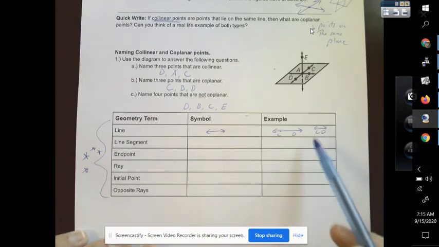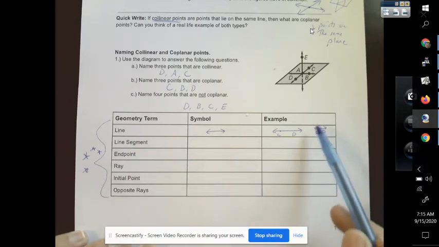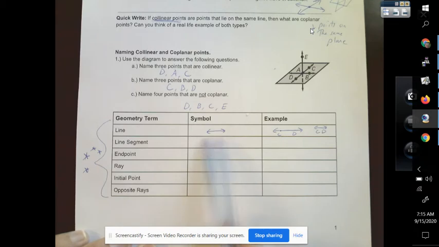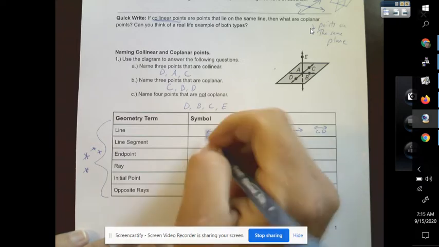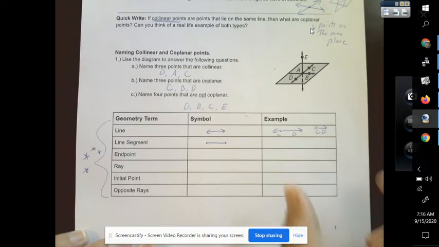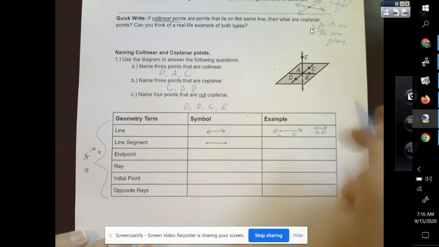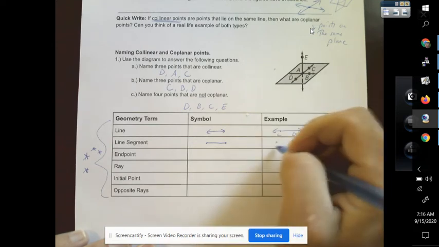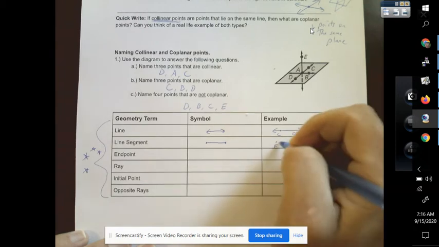When you name a line, you put the two letters and you put the actual drawing on top of it. Geometry is very literal. What you see is what you get. A line is two arrows, goes in both directions forever, never stops, right? So when you name it, make sure you put arrows on top of it. A line segment is exactly what it sounds like. It's a part of a line. It starts and stops. So if I have something like this, we'll call this EF just to mix it up.